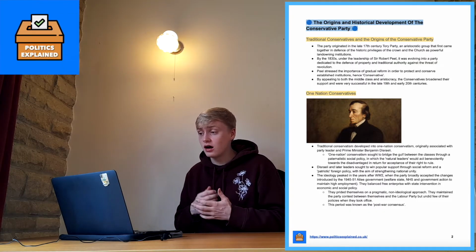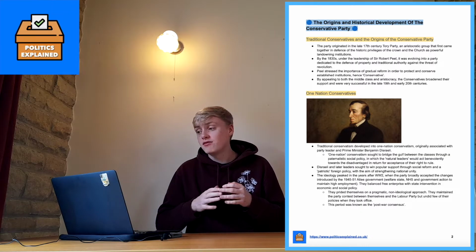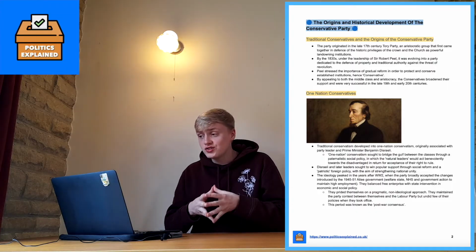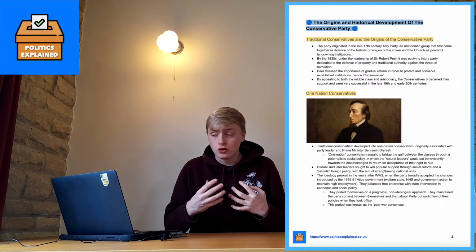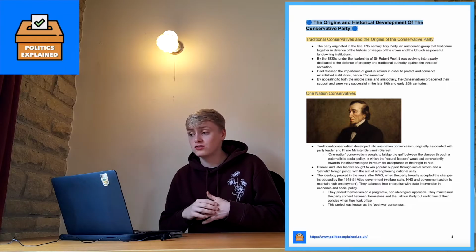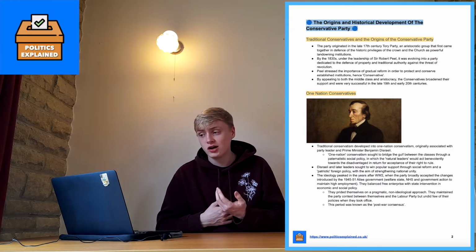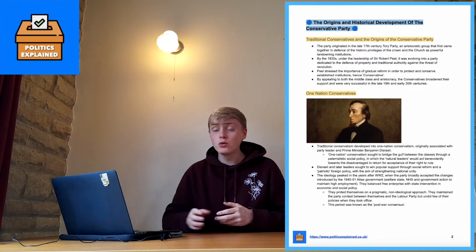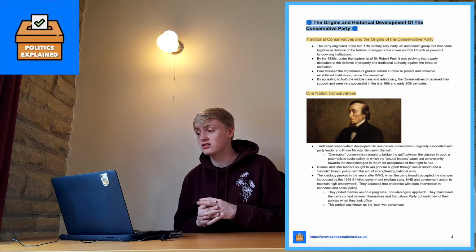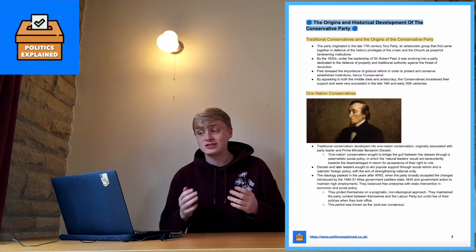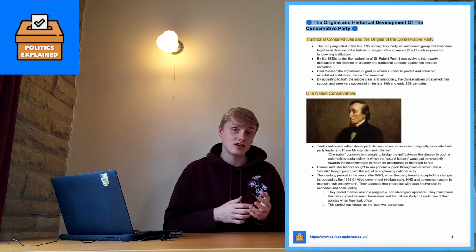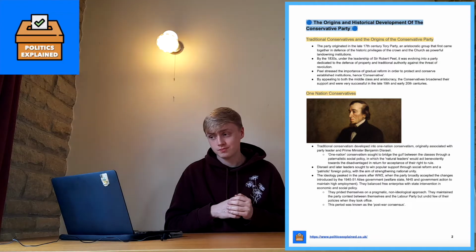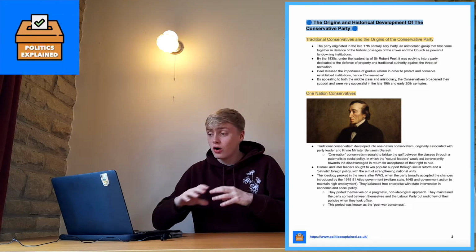By the 1830s, under Sir Robert Peel, it was evolving into a party that was really dedicated to the defence of property, traditional institutions, traditional authority, and against the threat of revolution and socialism. Peel stressed the importance of gradual reform in order to protect and conserve established institutions, hence the name Conservative. By appealing to both the middle classes and the aristocracy, the Conservatives were able to broaden their support and were very successful in the late 19th and early 20th centuries. And especially into the early 20th century, they also got a significant number of working class supporters. So that's traditional conservatives and the origins of the party.